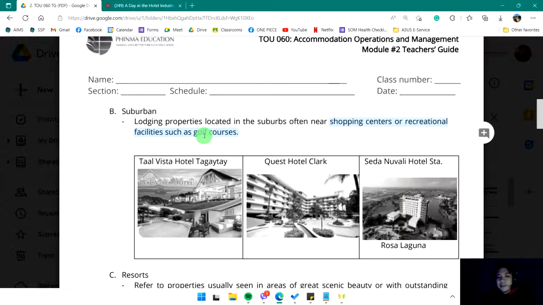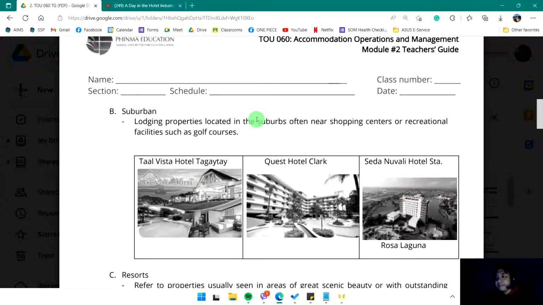Ayan, Tal Vista Hotel Tagaytay, you have a lot of attractions that can be found there. Quest Hotel in Clark, Pampanga, also near the airport, and a lot of stuff to do as well in Pampanga, of course. And ayan, Sereno Valley in Laguna, which is one of the primary stops for vacation here in Metro Manila NCR. So yun po yung suburban natin.